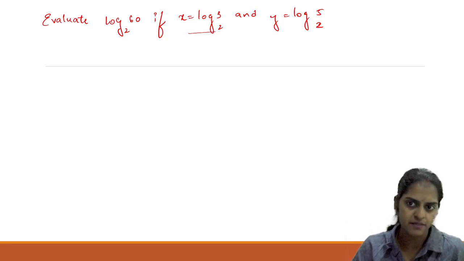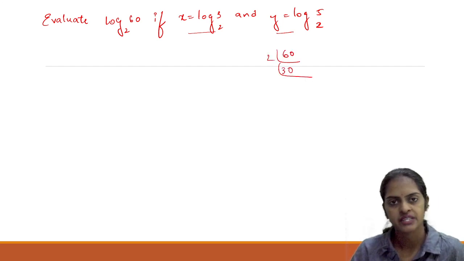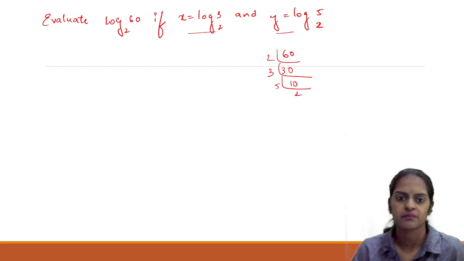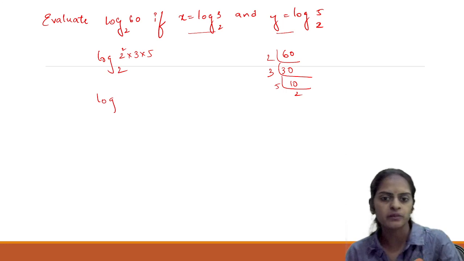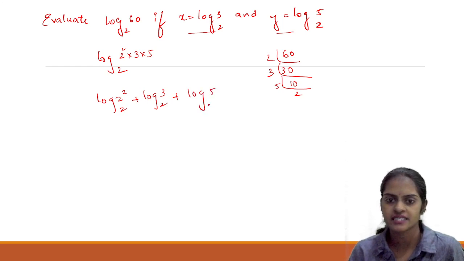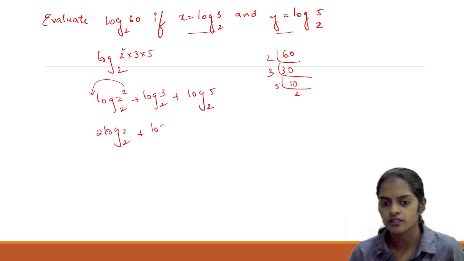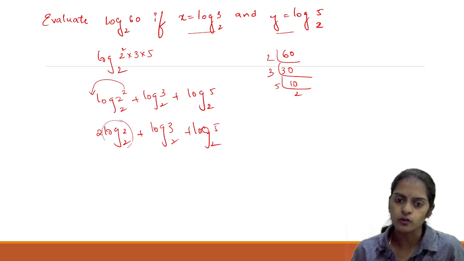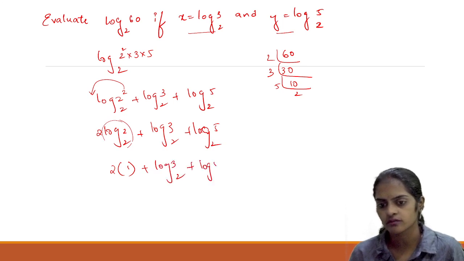Log 60 you have to express in terms of x and y. Okay. First of all, I said whenever a big number is there, first you prime factorize. So 3 tens are 30, 5 twos are 10. So 60 I can write as 2 into 3 into 5 into 1 more 2. So I'm writing it as 2 square. This is like log A into B, so you can split it as log A plus log B plus log C. Now here power is there. So power goes front. So 2 log 2 plus log 3 plus log 5. Again here log 2 to the base 2, same log, so it becomes 1 plus log 3 plus log 5.